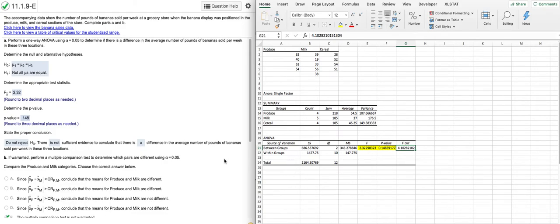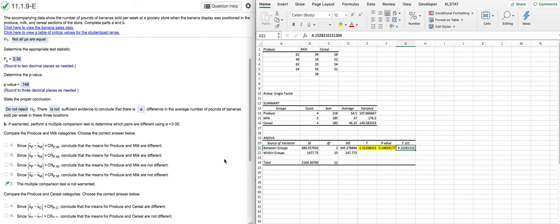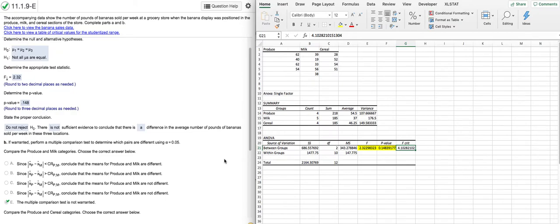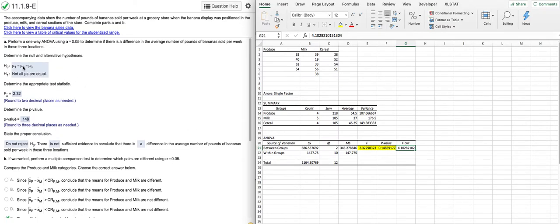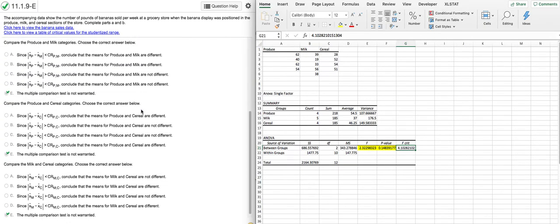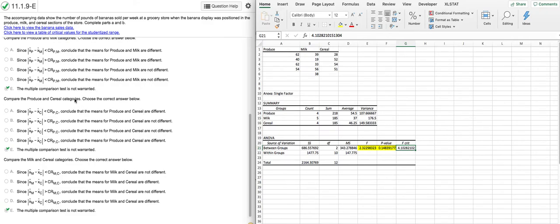The next question is asking about multiple comparison tests. Because we were unable to reject the null, we have to assume that the null is correct, that the means are the same. There really is not a difference in the average number of pounds of bananas sold per week between the three locations. So in this case, there's really no reason to do a comparison test, and for these three we're just answering that the multiple comparison test is not warranted.